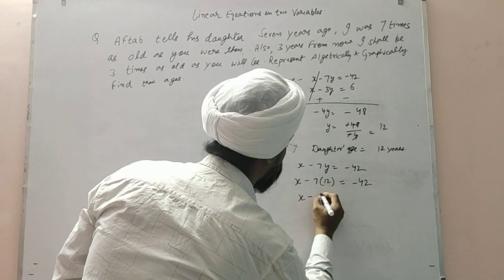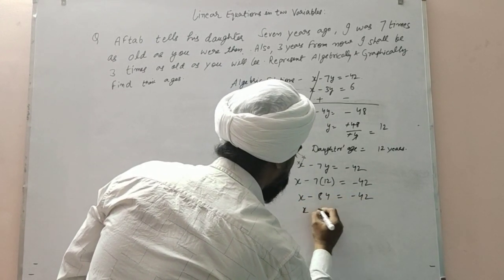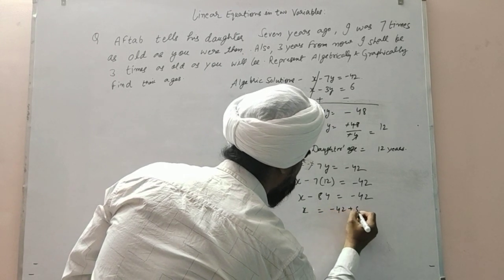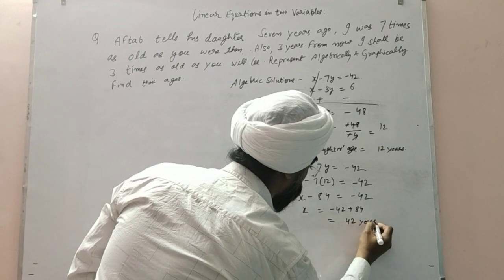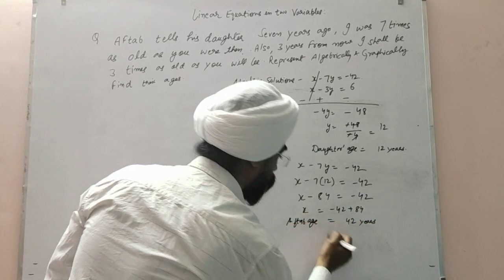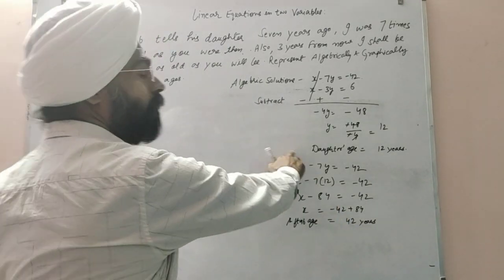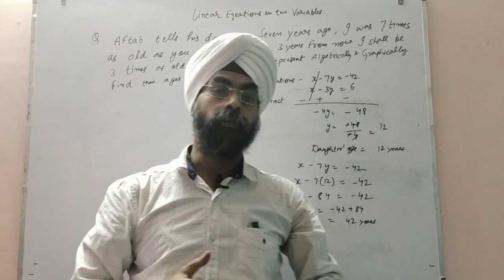x minus 84 equals minus 42. x equals minus 42 plus 84, which gives 42 years. This means Aftab's age is 42 years and the daughter's age is 12 years. This is our final answer to this question.